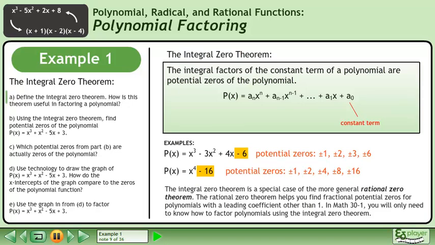The integral zero theorem is a special case of the more general rational zero theorem. The rational zero theorem helps you find fractional potential zeros for polynomials with a leading coefficient other than 1. In Math 30-1, you will only need to know how to factor polynomials using the integral zero theorem.